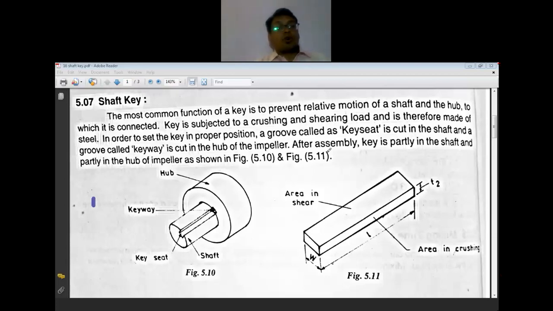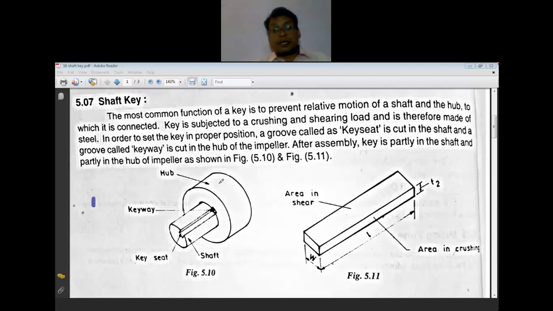Basically, when you talk about a key, the most common function of the key is to prevent the relative motion of a shaft and the hub. Now, look at this figure. The shaft is provided, and on this shaft there is a hub. To this hub you are attaching the impellers, the different types of impellers that can be attached. The shaft is rotating and transmitting power to the hub and ultimately to the blades.